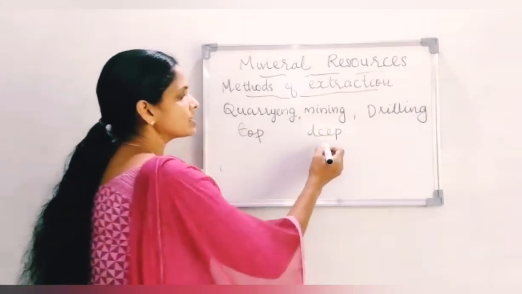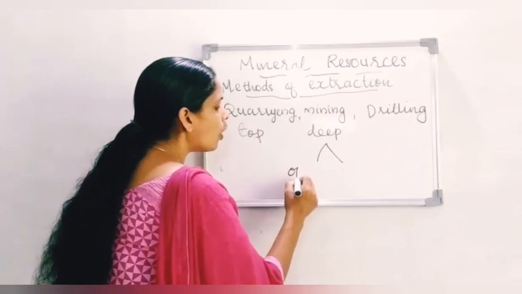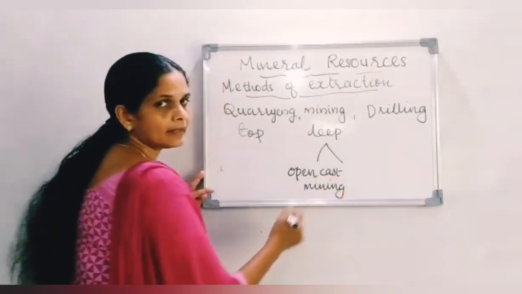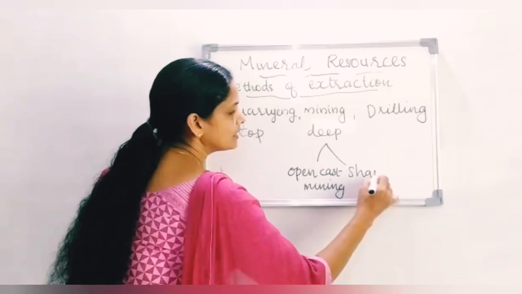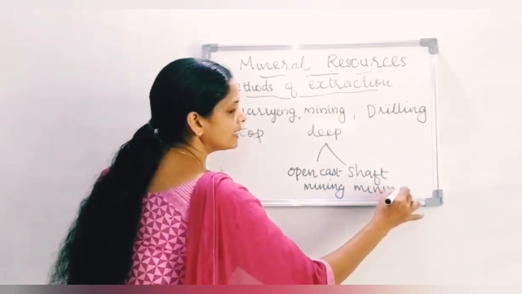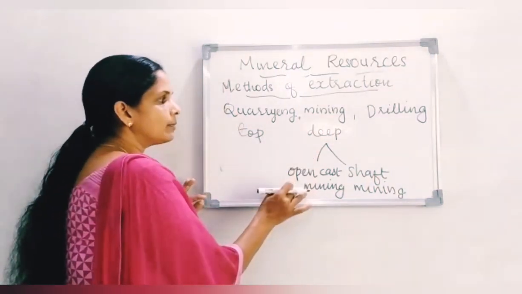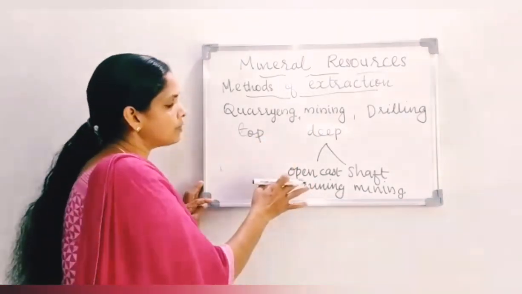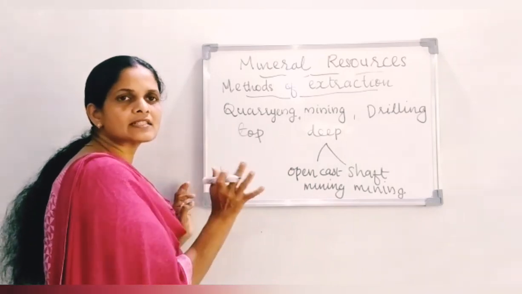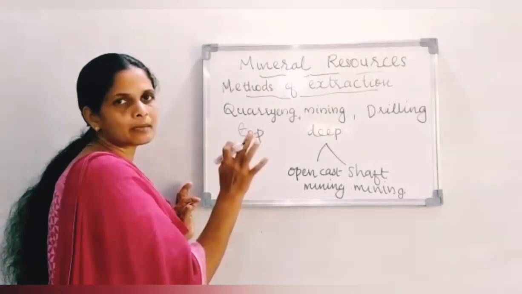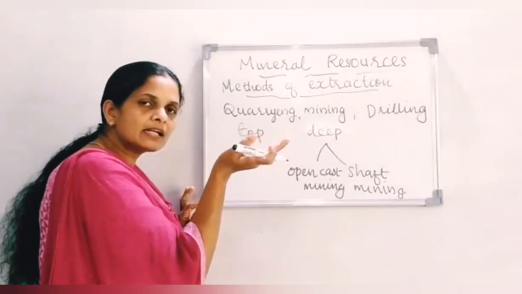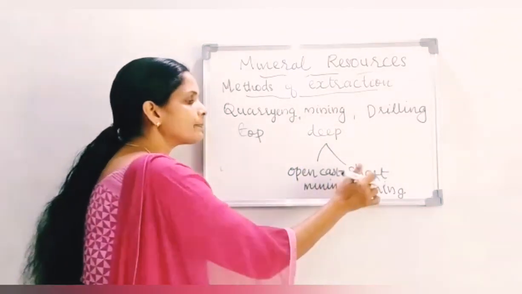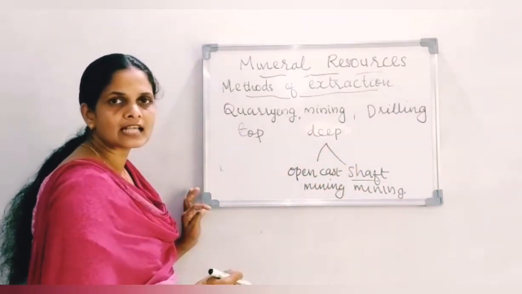This mining can be categorized into two types. One is open cast mining, and the next one is shaft mining. Open cast mining means if the minerals are found somewhere above the middle part, machines are needed, but comparatively lighter machines. But shaft mining means if the minerals are found much deeper under the earth, we have to make pits or shafts. This type of mining is called shaft mining.